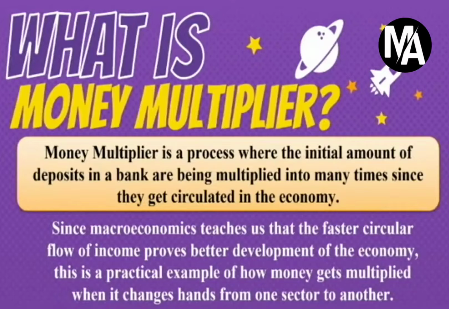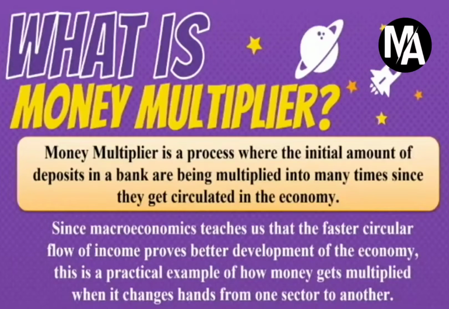To understand this, you can check out the video Introduction to Macroeconomics where I've explained that the faster the money circulates within the economy, the better it is. And since macroeconomics teaches us that the faster circular flow of income provides better development of the economy, how is this actually taking place? This takes place with this practical example of money multiplier.